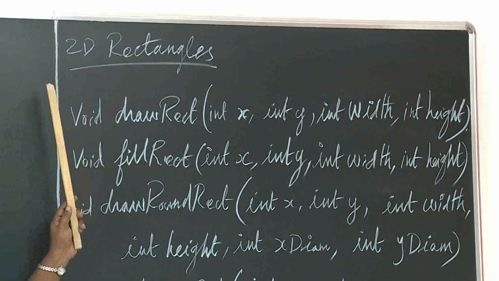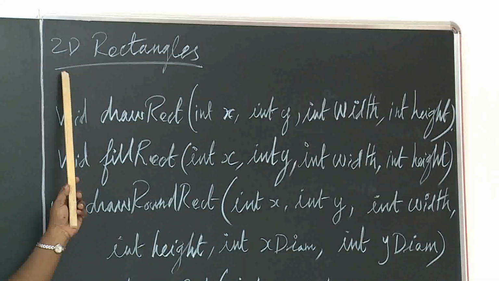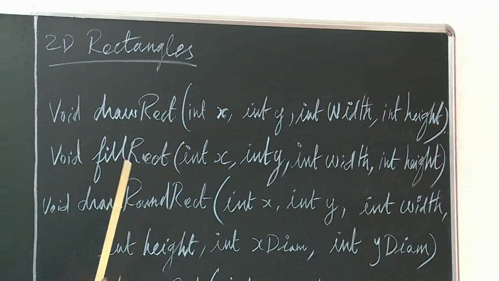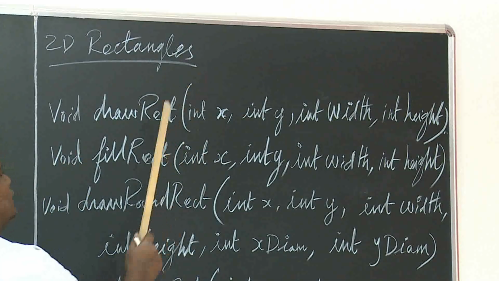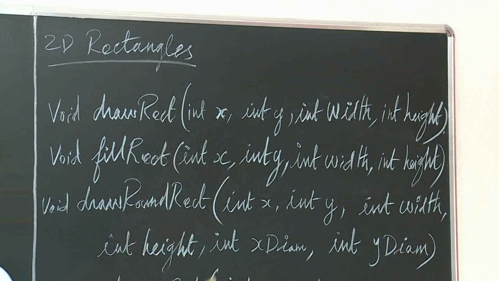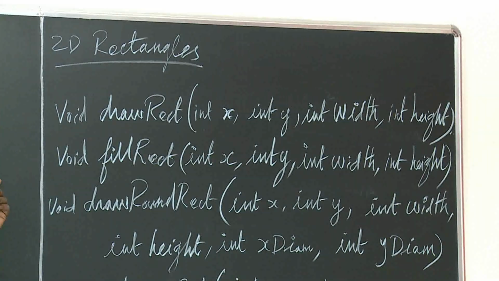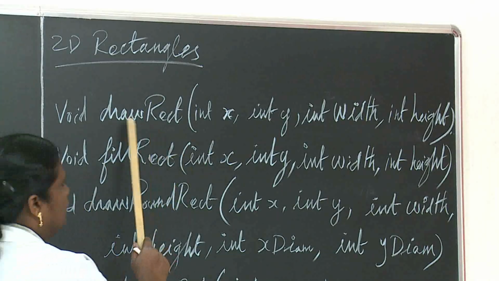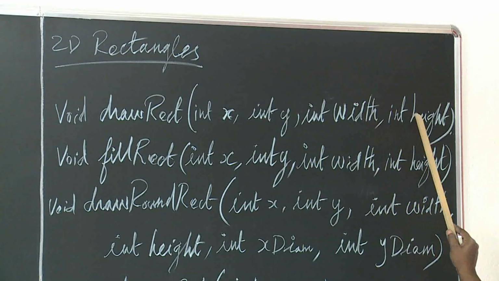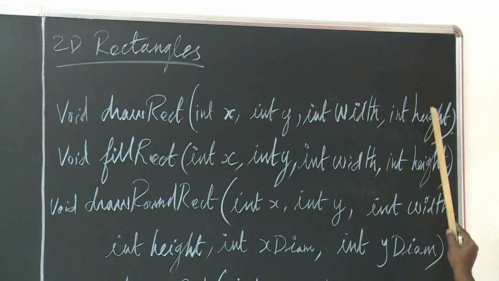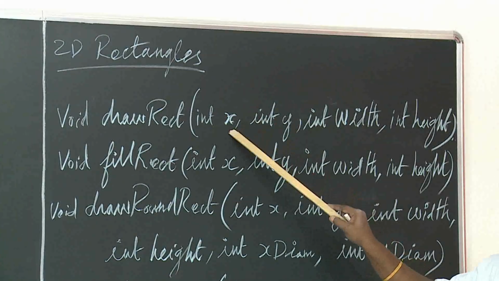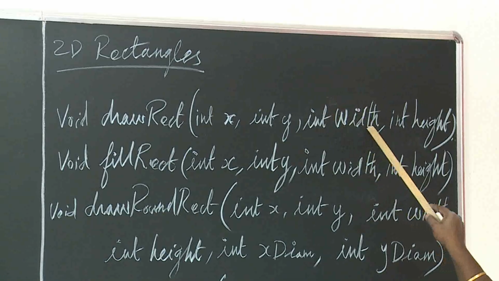2D rectangles. As we know, for a rectangle we need to pass four parameters. The first two, x and y, represent the starting point. Instead of giving the ending point in the rectangle, we need to mention the width as well as the height of the particular rectangle. So x coordinate and y coordinate represent the starting point, then the width, then the height.